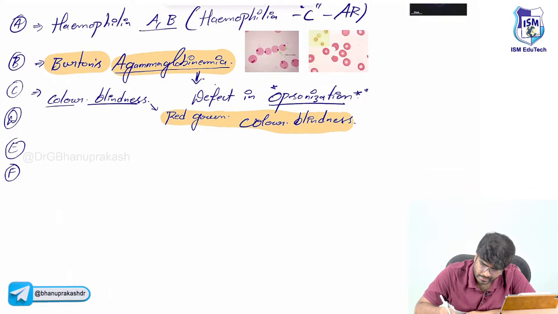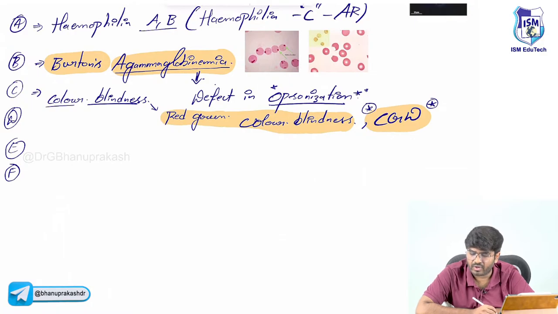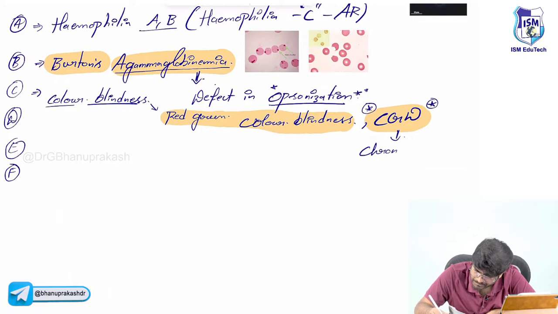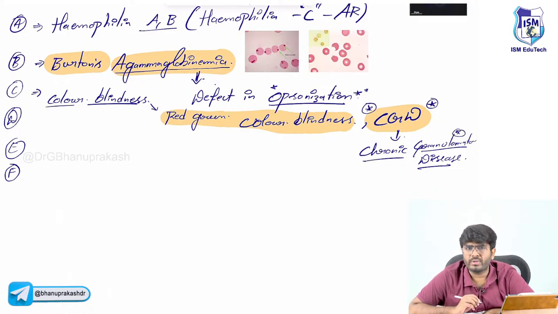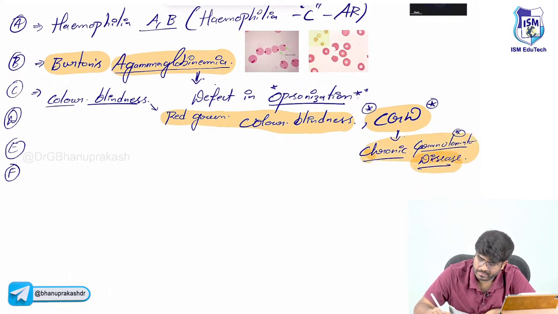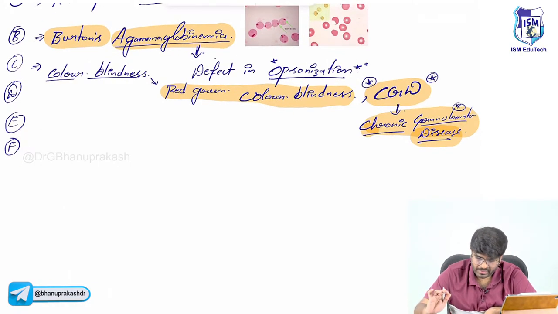Not only this, one more disease is called CGD. Guys, can you tell me what the CGD disease is? We have discussed it in the topic of inflammation. CGD is chronic granulomatous disease. Recently, in one of the exams, this question was asked: the nitro blue tetrazolium test is done for detecting chronic granulomatous disease. But anyway, that we will discuss later. So color blindness is completed as well as chronic granulomatous disease.